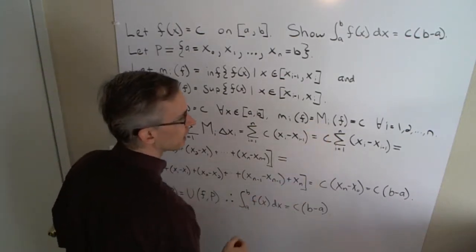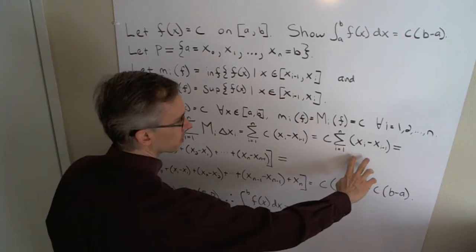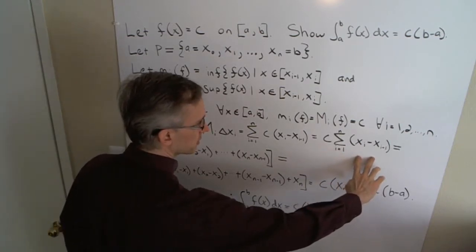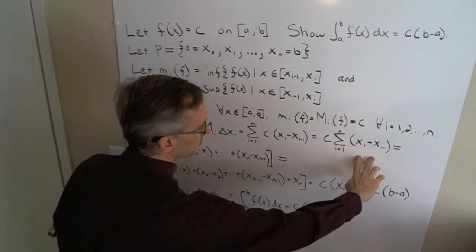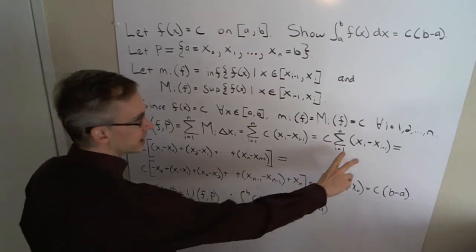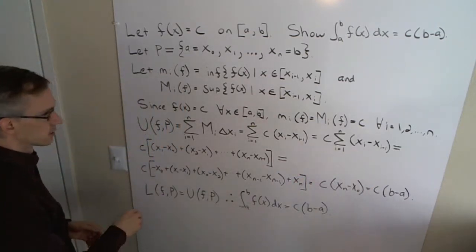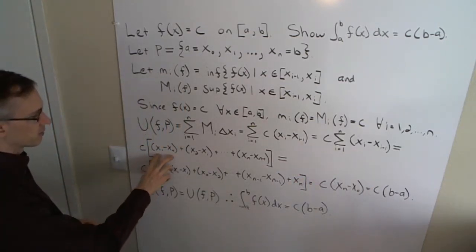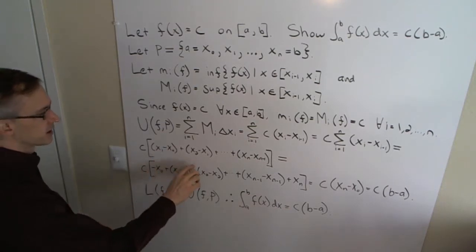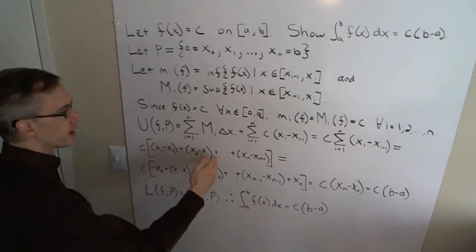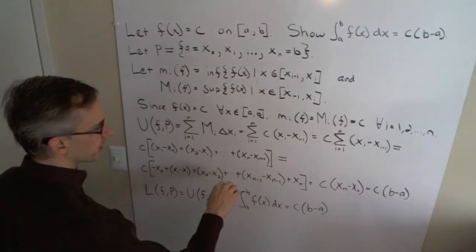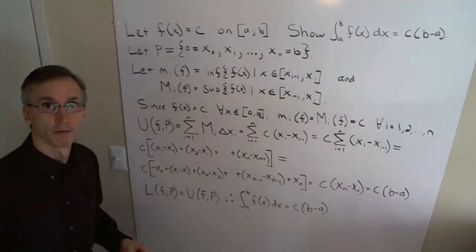Taking the c outside of the sum, we're left with this expression, and then we're going to write out each of these. So the first one is x sub 1 minus x sub 0 plus x sub 2 minus x sub 1, and so on through x sub n minus x sub n minus 1.